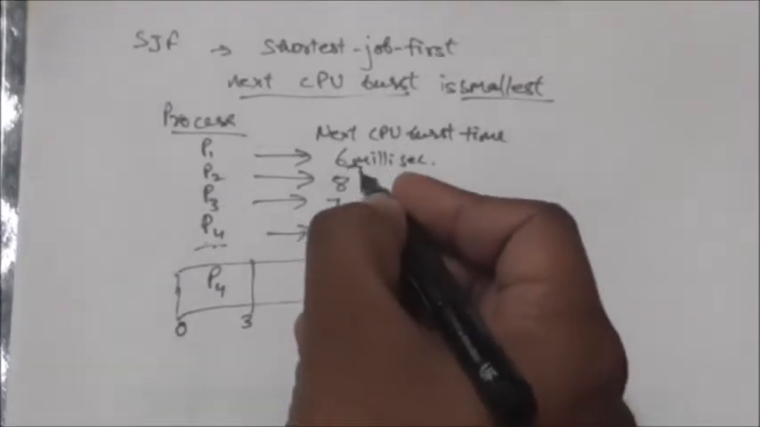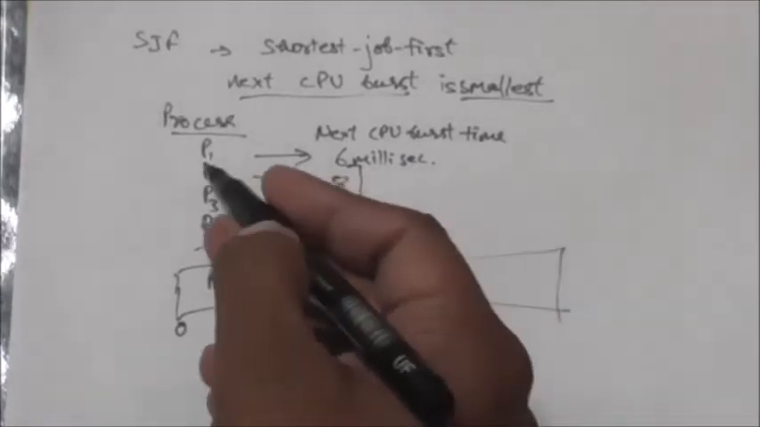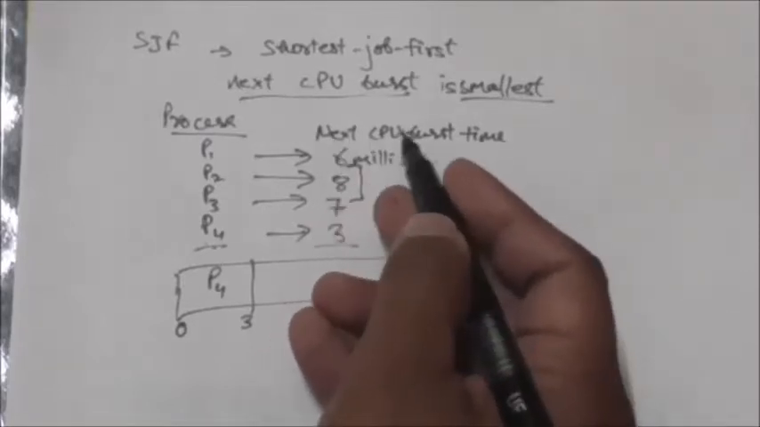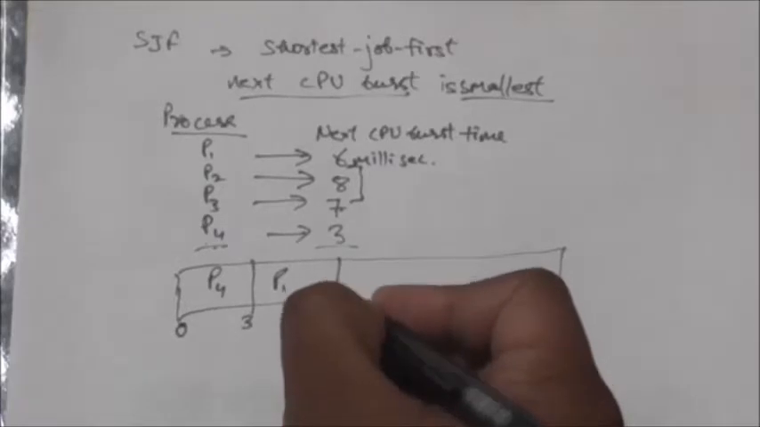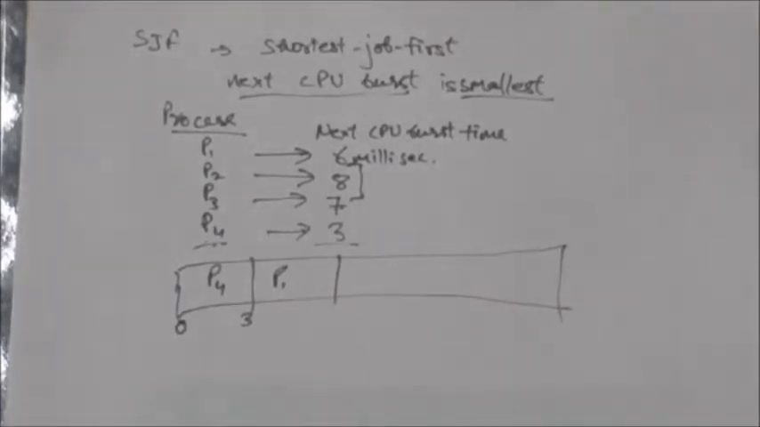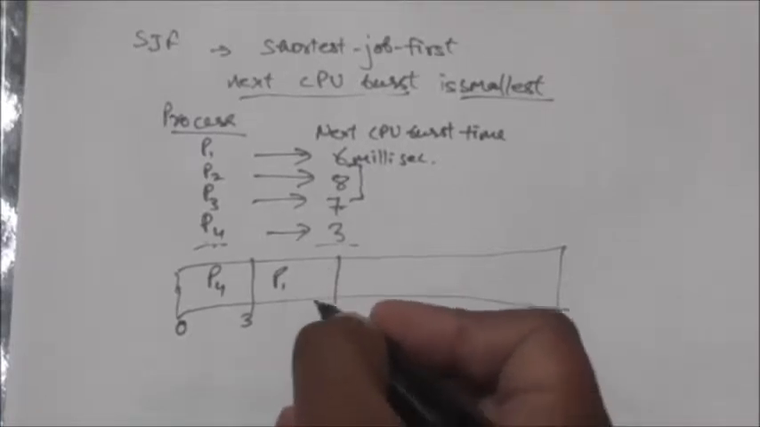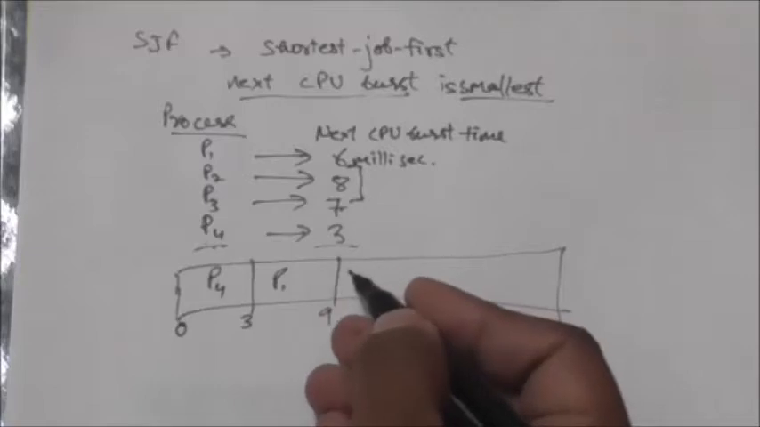Now these three processes are in the ready queue. Among these three processes, process P1 has the smallest next CPU burst time. So the CPU will be allocated to process P1, and process P1 will keep it for the next 6 milliseconds. So at time 9, process P1 will leave the CPU.